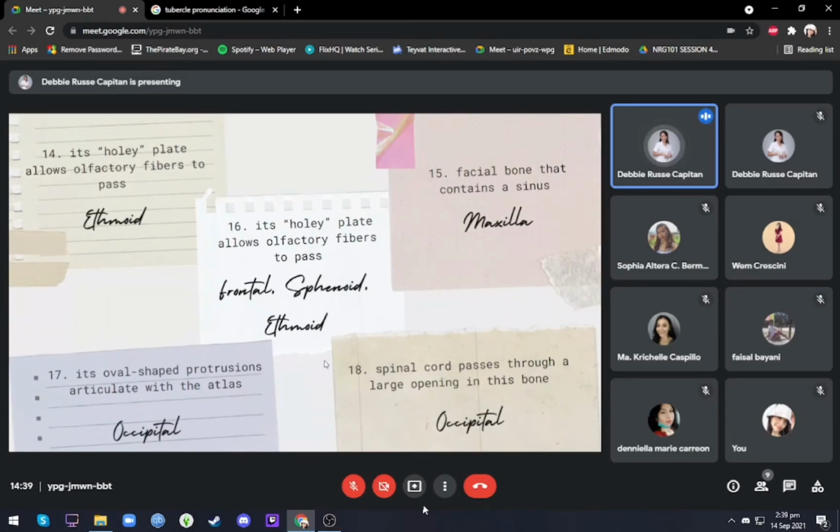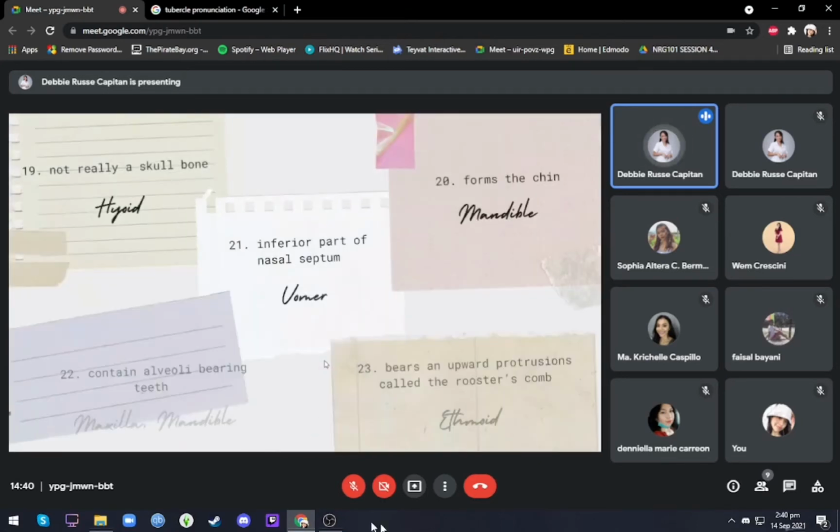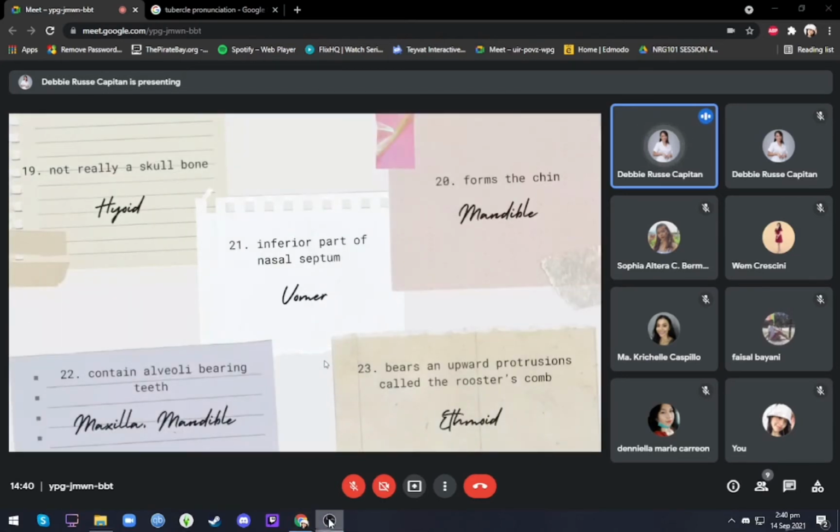Number 17, its oval-shaped protrusions articulate with the atlas. This is the occipital. Number 18, the spinal cord passes through a large opening in this bone. So this bone is the occipital bone. Number 19, not really a skull bone, that is the hyoid. Number 20, forms the chin, that is the mandible.